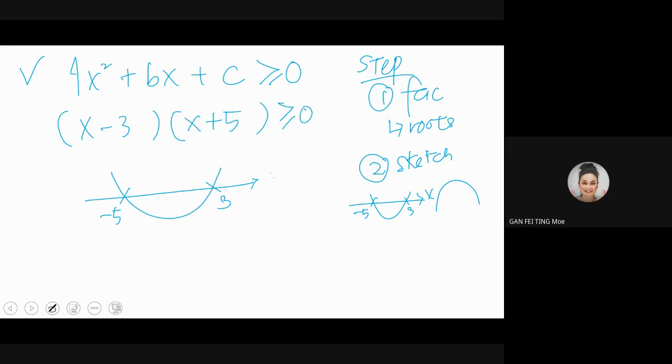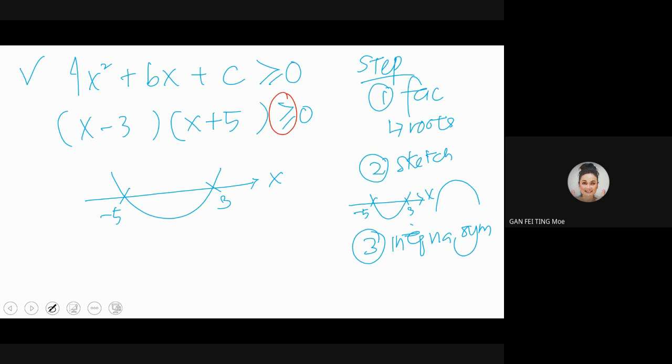Okay, you may have your X, or if you don't want to have the X, then fine, it's okay. They will not penalize you. Okay, this is your second step. The third step: you refer to the inequality sign, the inequality symbol.